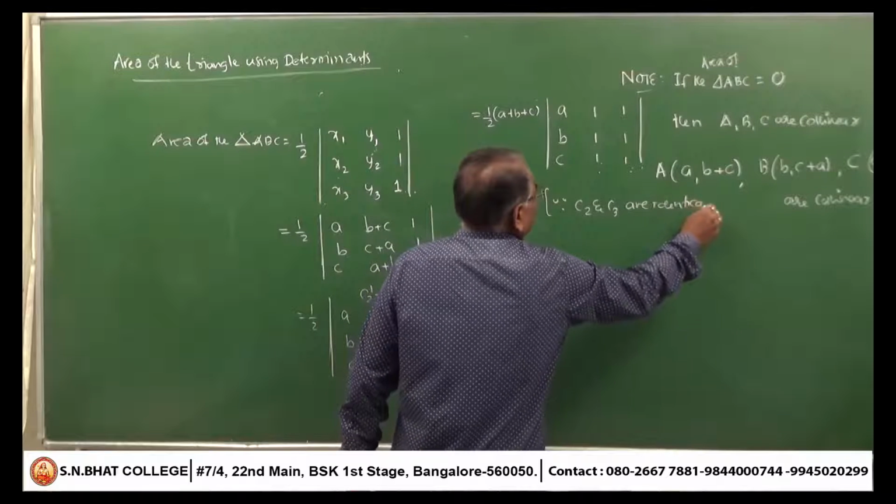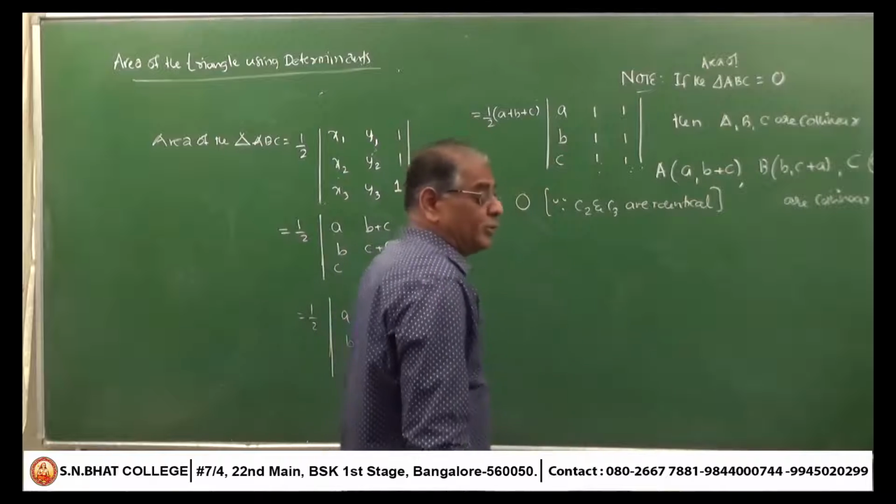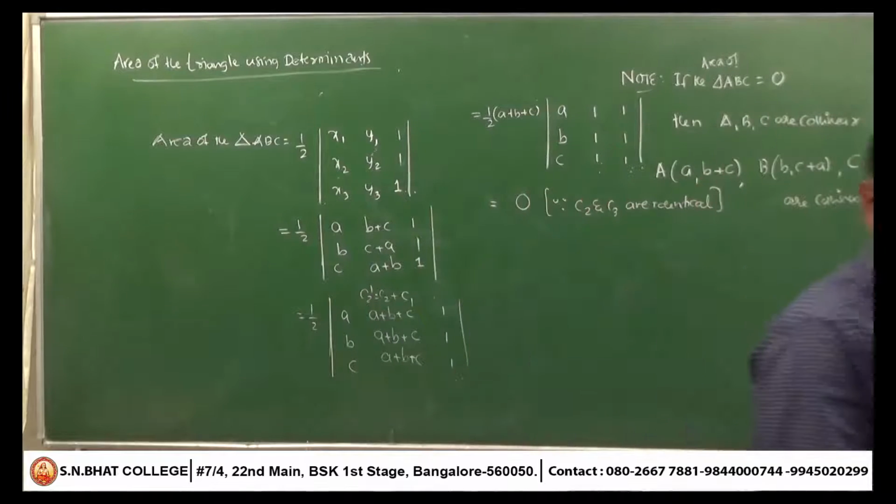When the value of the determinant is 0, it means if any two rows or any two columns are identical or same, then the value of the determinant is 0. Here the value of the determinant is 0 because C2 and C3 are identical. One of the properties of determinant is if any two rows or any two columns are identical, then the value of the determinant is 0.